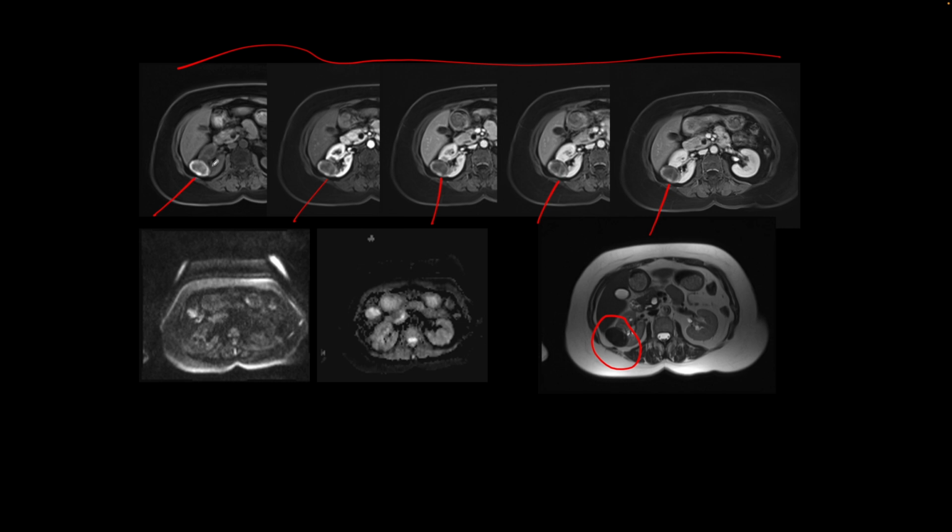And so we notice right away that on the pre-contrast phase, this lesion is very T1 hyperintense, suggesting that there are blood products inside. There is no definite restricted diffusion in this lesion. And so putting all of these findings together, this is probably a hemorrhagic cyst in the kidney.